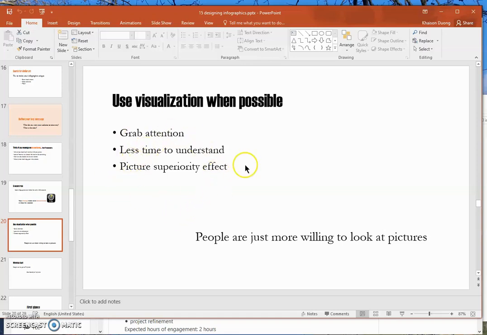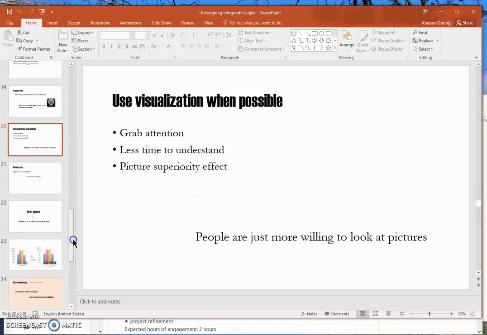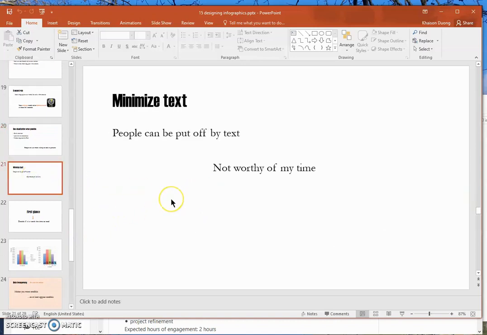And use pictures because of the picture superiority effect. People are just more willing to look at pictures than they are at words. That's just a fact. We don't like reading. Yes, minimize text. Can't repeat that enough.